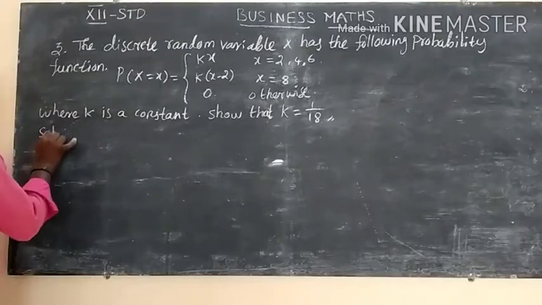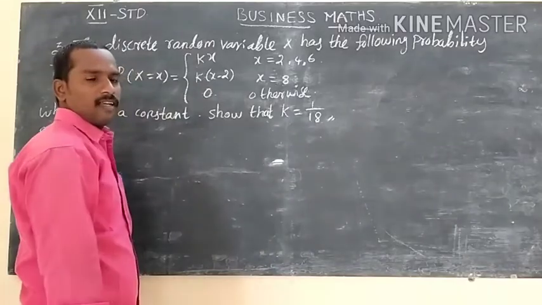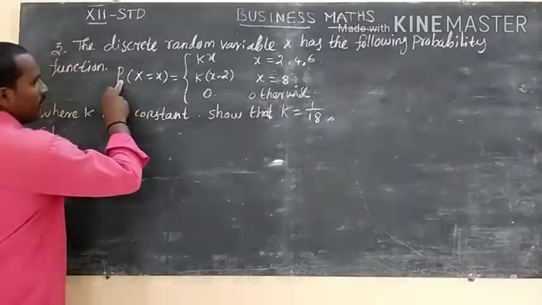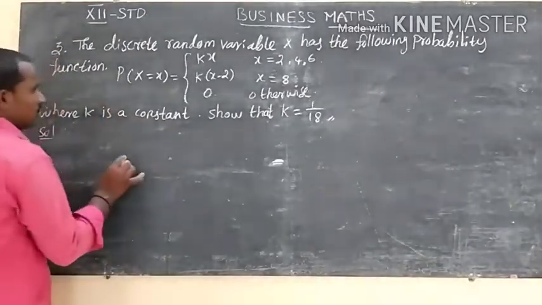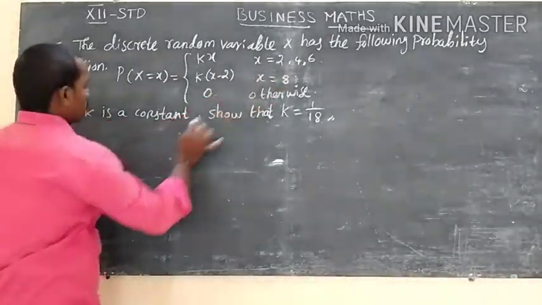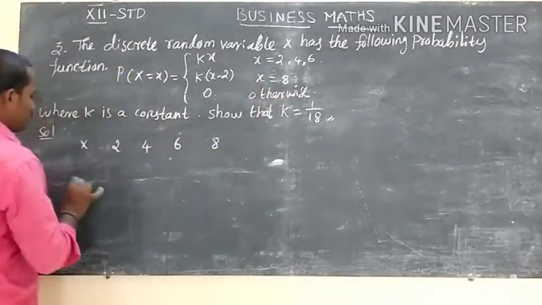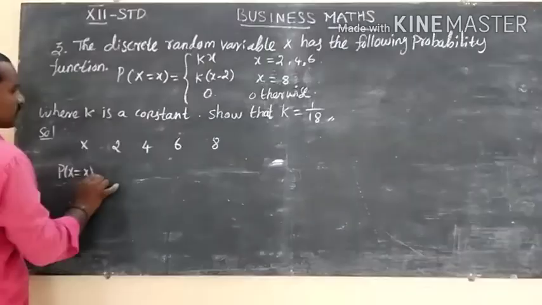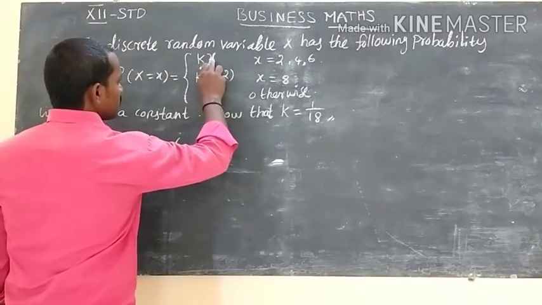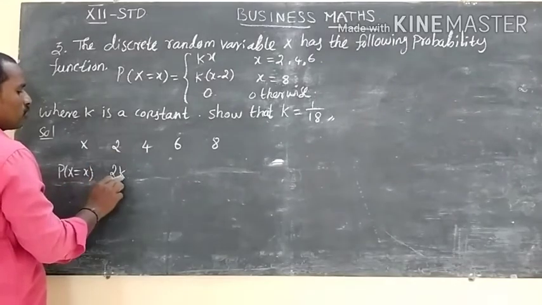Okay, the solution. To find the value of k, use the formula summation i equal to 1 to infinity P(xi) equal to 1. The probability function is given, so let's write it. The x values are 2, 4, 6, 8, otherwise 0. Then P(x) is equal to kx. So now replacing the x value, k into x. So x is 2, so 2k. When x is equal to 2, P(x) is equal to 2k.